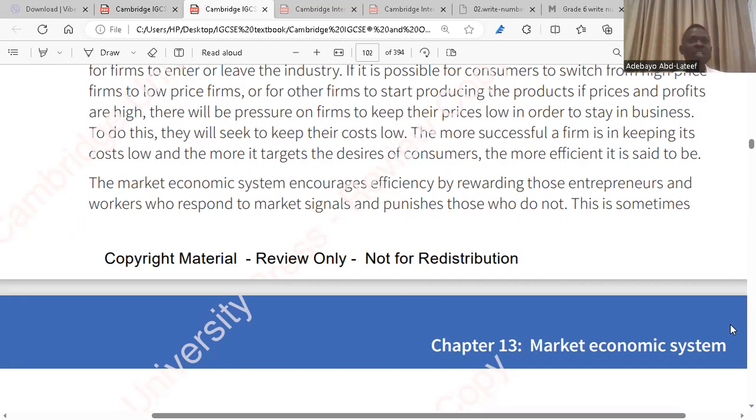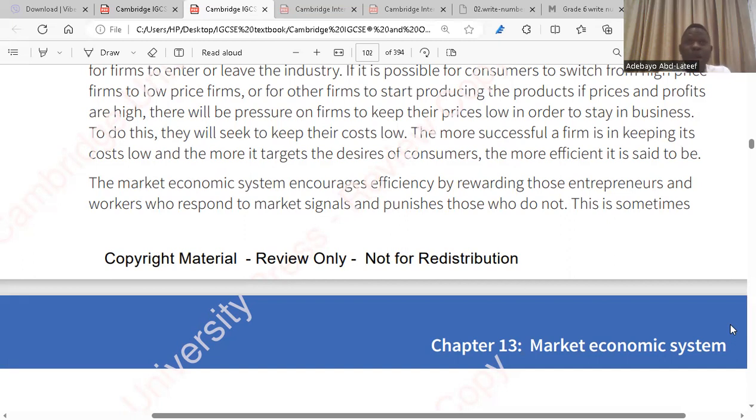So what is the efficiency of a firm here? Efficiency of a firm comes from your ability as a firm to lower your costs and to be able to produce what consumers demand. That brings about your efficiency as a firm. You won't be able to compete if you can't keep your costs low, because it means you are running a high cost. That means you won't be able to keep prices low.